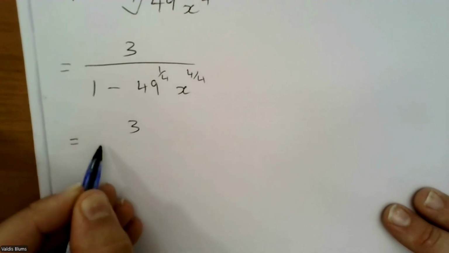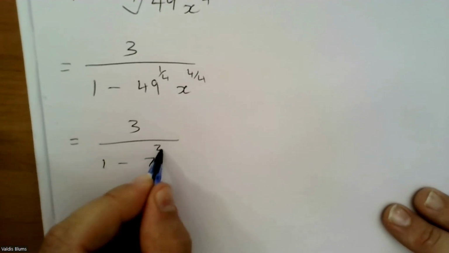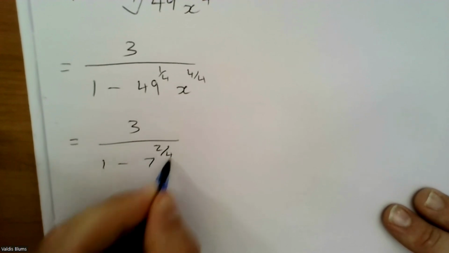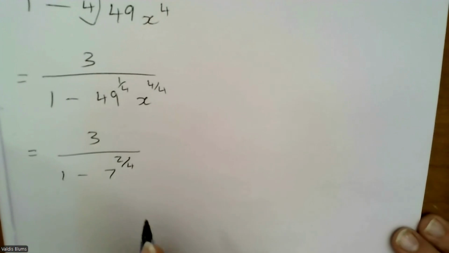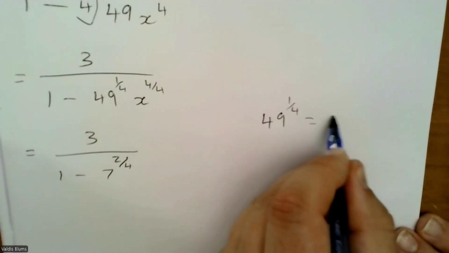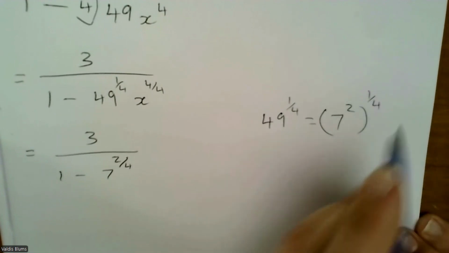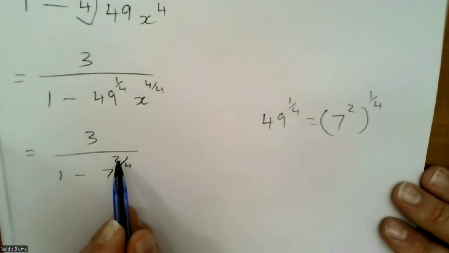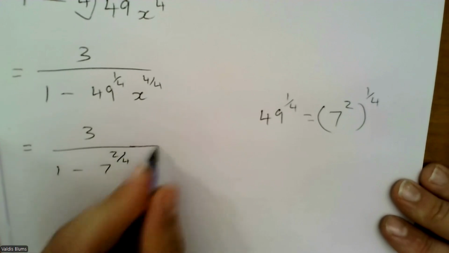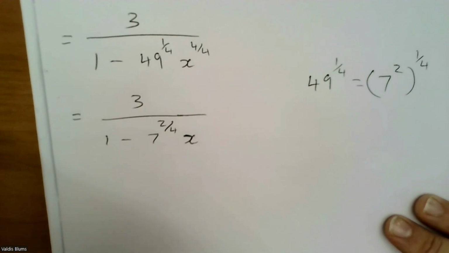And so the next step, we simplify this a little bit. 49 is 7 squared, so 7 squared all to the power of a quarter. So you're going to multiply your powers, so 2 over 4. Let me just go into a bit more detail about what happened there. 49 to the power of a quarter is equal to 7 squared, also still to the power of a quarter. Power of a power is multiplication, and so that leaves 7 to the power of 2 over 4. Now, x, you have a power of 4 over 4, so you just have x by itself there. And 2 divided by 4 is a half.